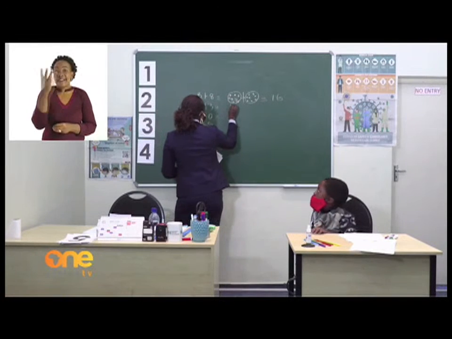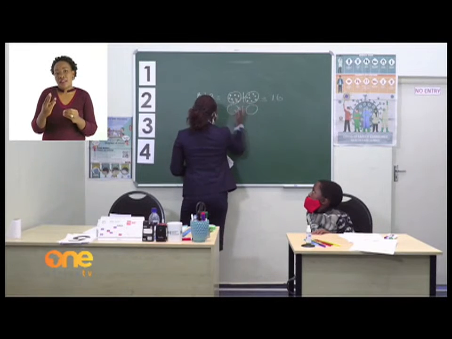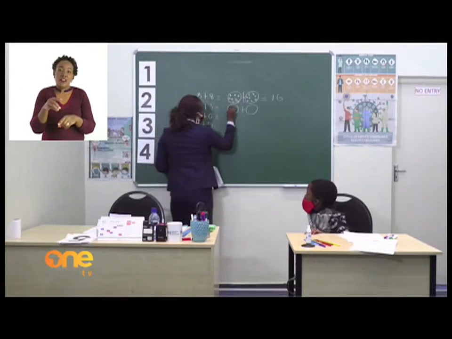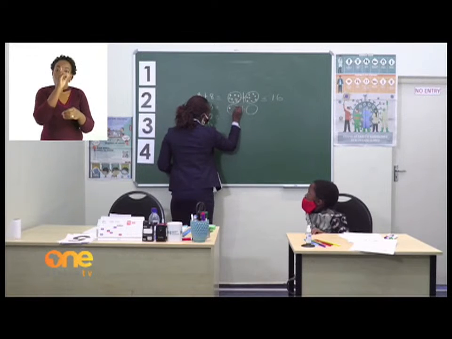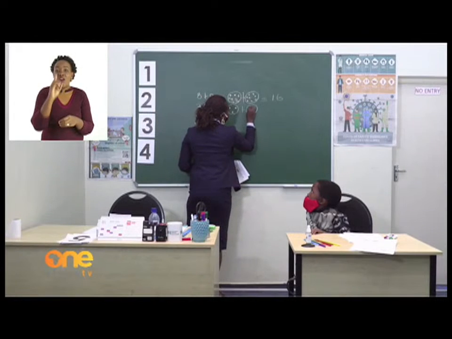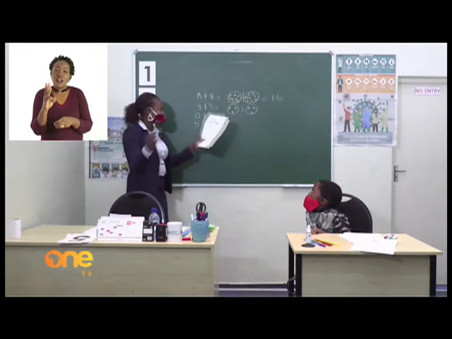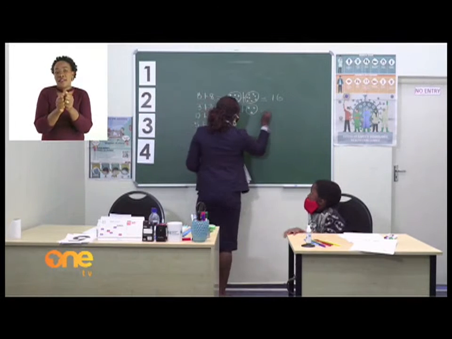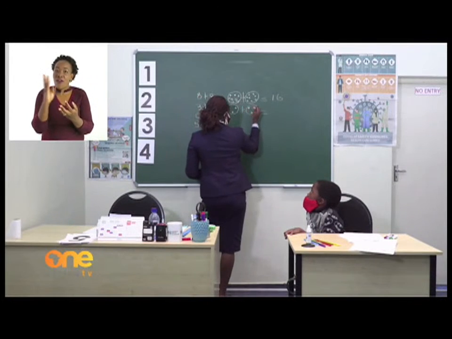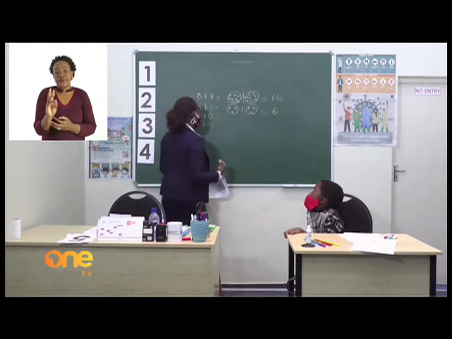We go to number 3. We also put the 2 circles. We put 3 dots, 1, 2, 3, in this circle, and 3 dots, 1, 2, 3, in the other circle. Then we count them together. Put our equal sign. 1, 2, 3, 4, 5, 6. Then our answer is 6.